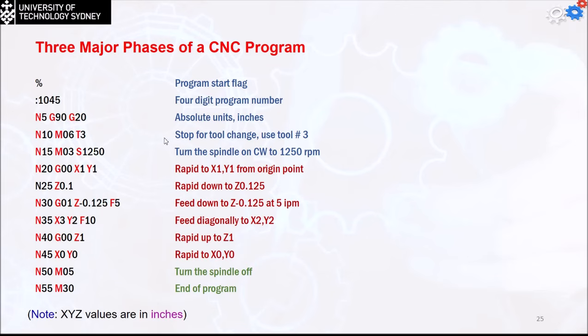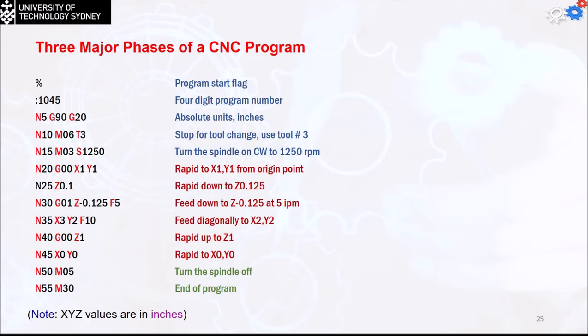M06 means we are going to stop to change the cutting tool, and then we're going to use the tool number 3. So T is for the tool number. We need to change the tool from time to time, of course, if we're going to have a machine which can do multiple spindle heads. And the M03 with the S1250, as we said earlier, the M03 means we have to turn the spindle, actually this one's counterclockwise, with the S value, which is the spindle speed, to 1250 RPM.